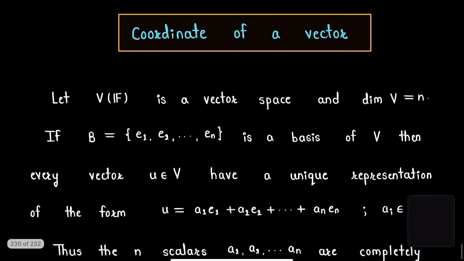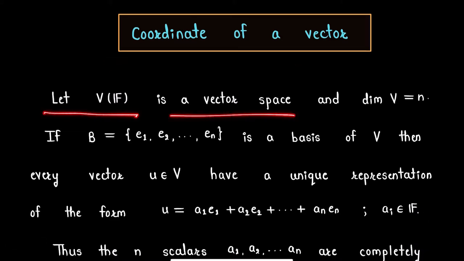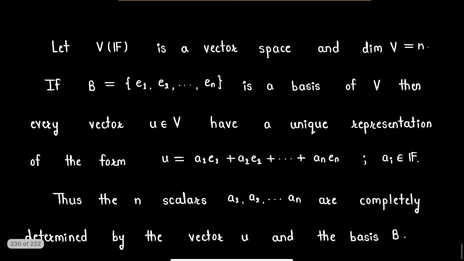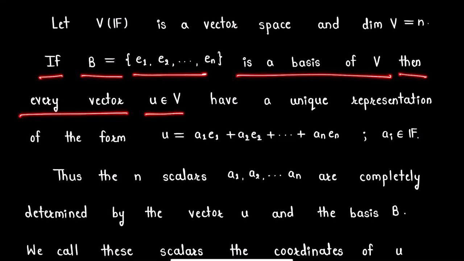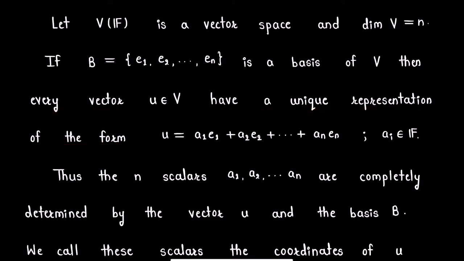So, let V over a field F be a vector space with dimension of V equal to n. If B equals e1, e2, up to en is a basis of V, then every vector u in vector space V has a unique representation of the form u is equal to a1 e1 plus a2 e2 plus and so on plus an en, such that each ai is a scalar coming from field F.